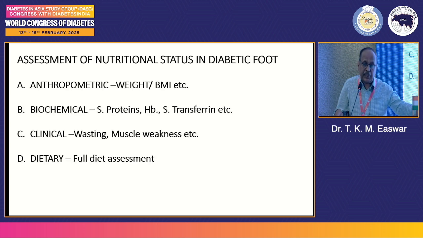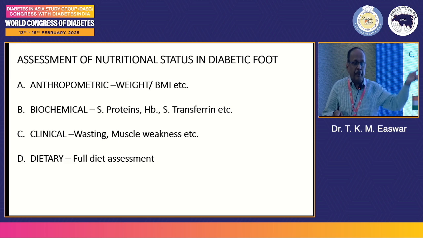These are the ways that you can assess the nutritional status. Anthropometric, you can do a weight, you can do a BMI. Biochemical, you can do a protein, hemoglobin, transferrin. You can look clinically at the wasting, at the muscle weakness, and you can take a dietary assessment. Patients generally, the doctor might have told them don't eat protein at all, so they might not be taking any protein. So we need to change that and give them more proteins, because that is needed for the improvement in the muscle mass.